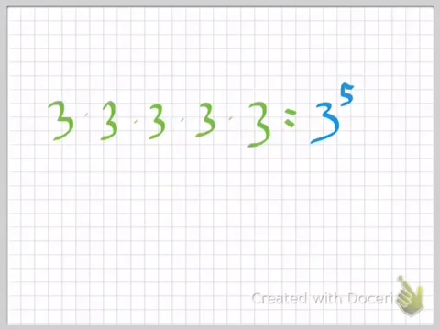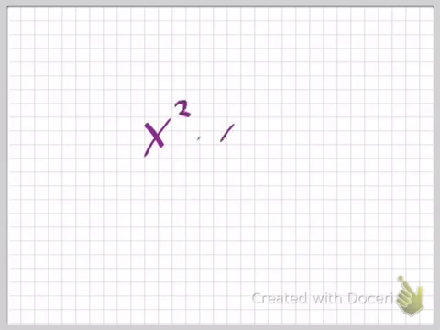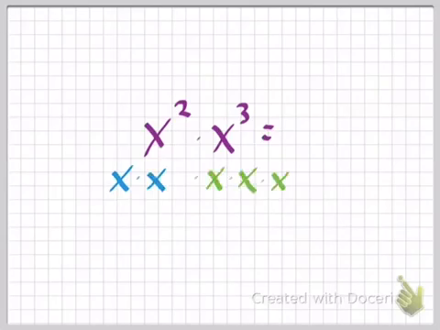So if we have x times x times x, an easier way to write it is x to the third. Our real lesson is what happens when we multiply numbers with exponents. If we expand it out, x squared is x times x, and x to the third is x times x times x. So if I do x squared times x to the third, I get x to the 5th.